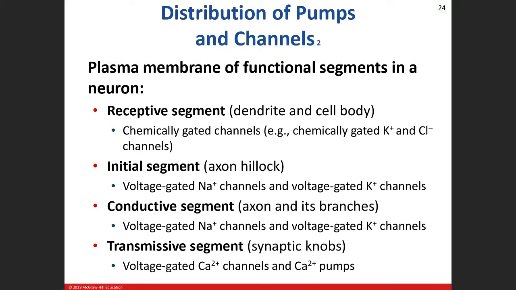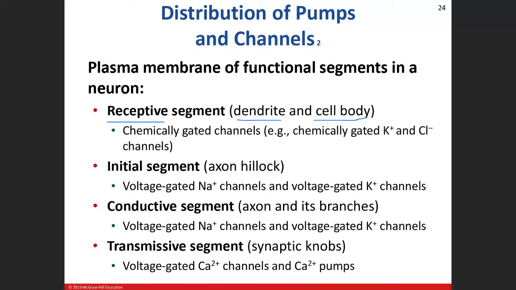So the receptive segment, and you probably can figure this out on your own, is going to be the part of the neuron that receives information. Input is going to come to that area. So that's going to specify the dendrite and the cell body. Both of those structures make up the receptive segment. Those structures are going to receive input.